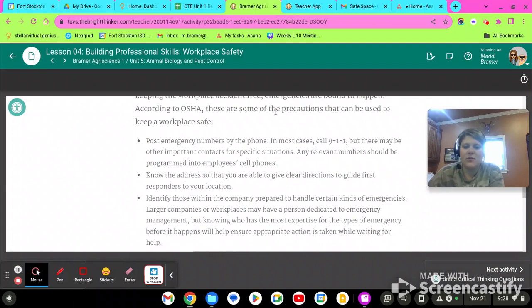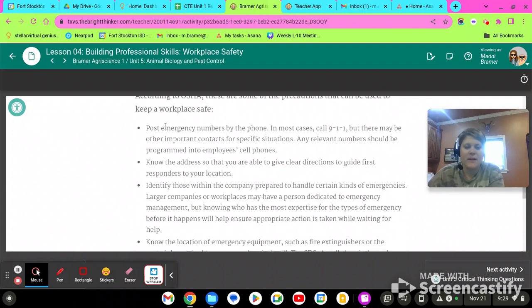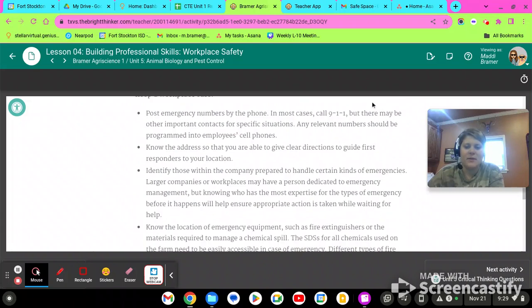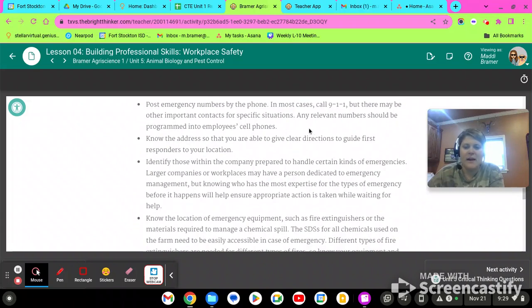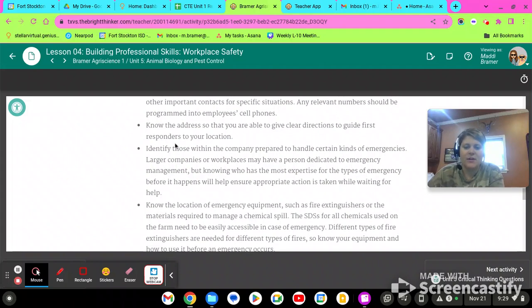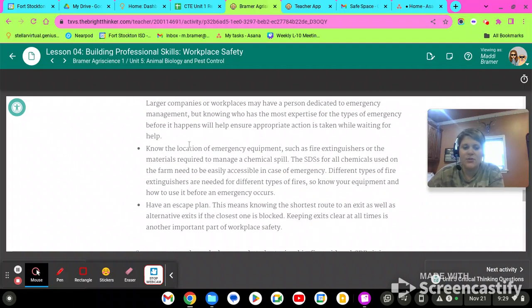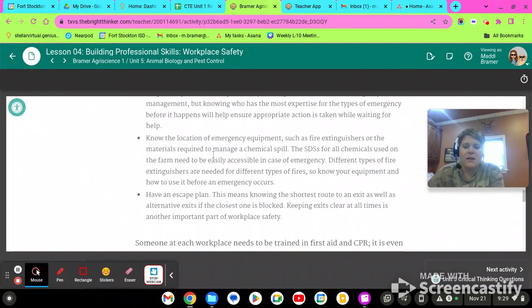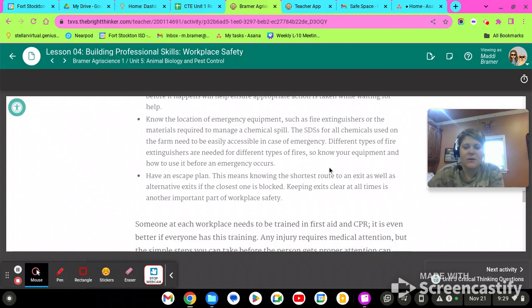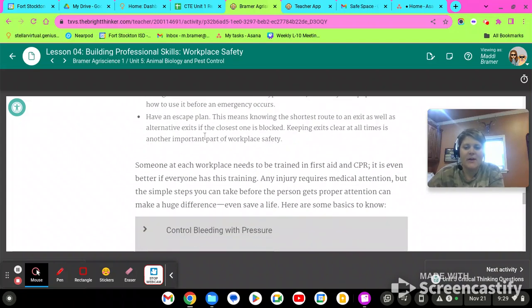So it says, according to OSHA, to keep the workplace safe, you need to post emergency numbers by the phone. In most cases, call 911. But you may need poison control or other numbers. Know the address so that you're able to give clear directions. If there's an accident at the farm, know where to tell the dispatch to go. Identify those within the company prepared to handle certain kinds of emergencies. So dedicate people to be in charge to eliminate confusion. Know the location of emergency equipment, such as fire extinguishers and the materials required to manage a chemical spill. Have an escape plan. Know how to get out.